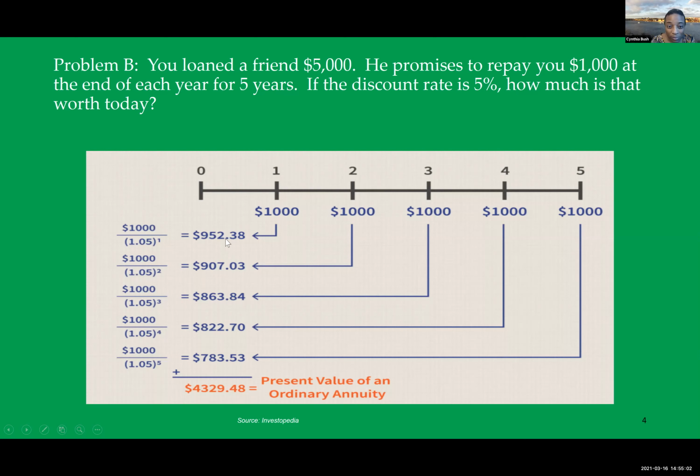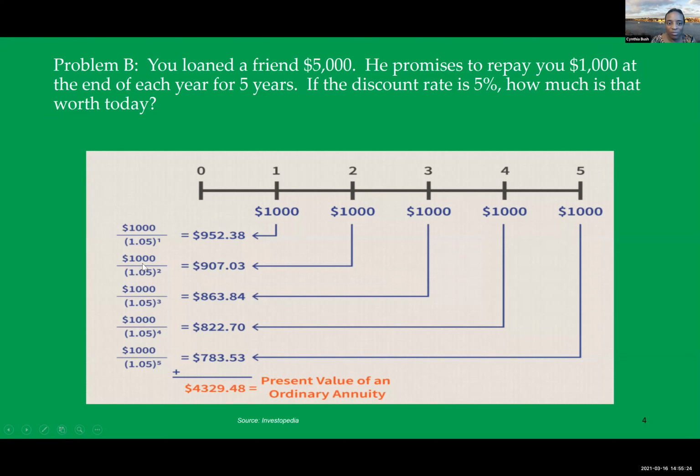And that interest, it looks like it's about $48, right? Because that would be the difference between the $952 and the $1,000. So you're giving up that much in interest. At the end of the second year, your friend gives you another $1,000. That one's worth even less. It's really, in today's terms, only worth $907.03.